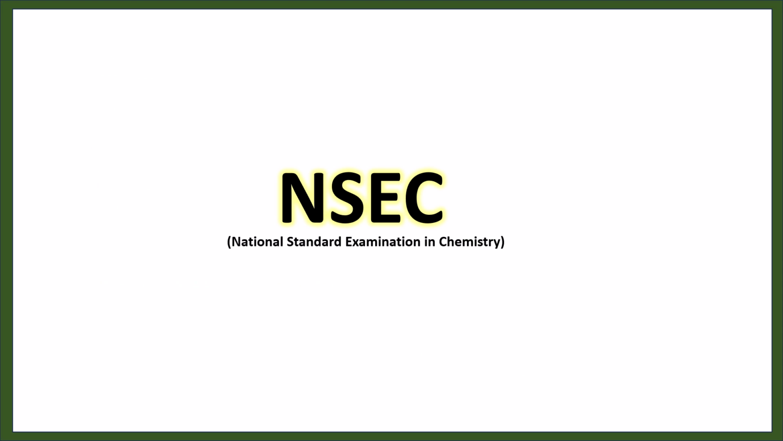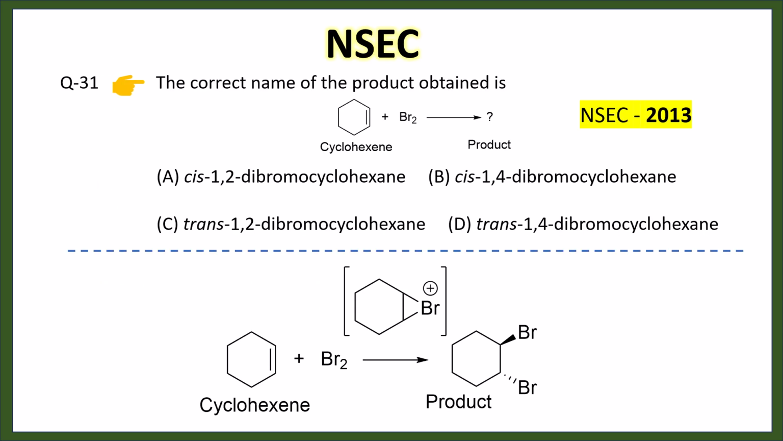Now a question from NSEC. Question number 31. The correct name of the product obtained is... So let's do that. Cyclohexene bromination gives the cyclic bromonium ion. Further addition of bromide gives the product. So that is 1,2, this is trans-1,2-dibromocyclohexane.